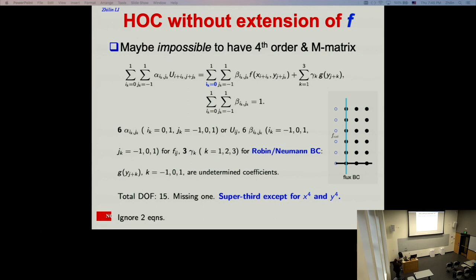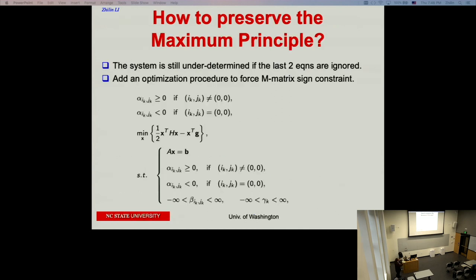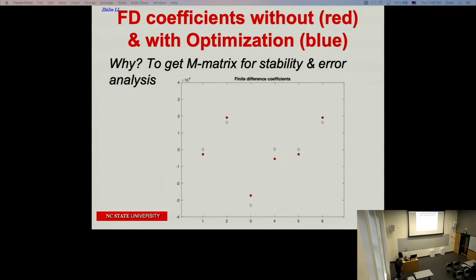And so in this case, in general you don't get fourth order. So we satisfy 2 equations. I satisfy x to the fourth and 2 fourth. So in other words, I got the super third, and that's exactly what we did. And in order to enforce the M matrix property for theoretical purposes, I changed it to an optimization problem. So in other words, I wanted the coefficients, because I have more degrees of freedom, and I wanted the diagonal to be one sign and the off diagonal to be one sign. So that's what I did.